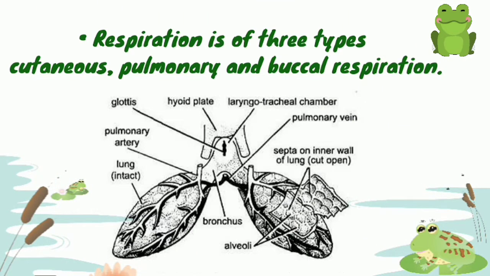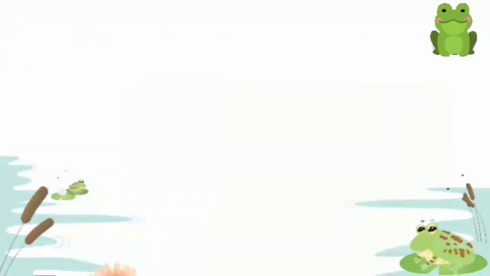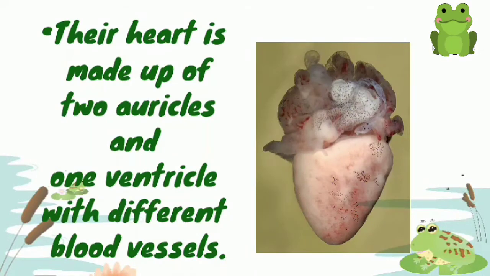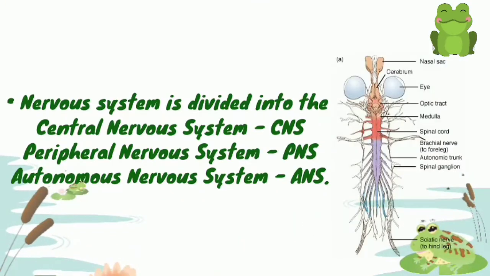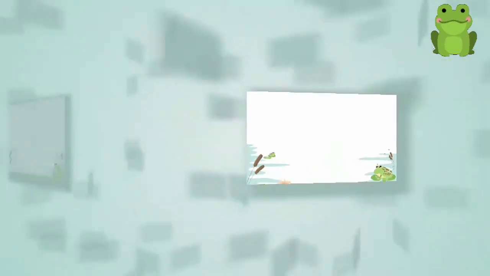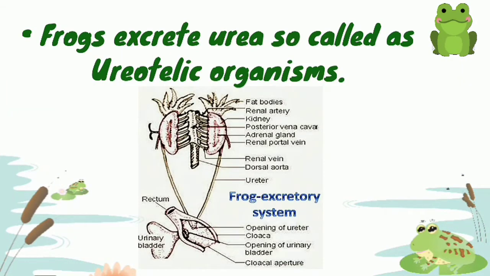Respiration is of three types: cutaneous, pulmonary, and buccal respiration. Their heart is made up of two auricles and one ventricle with different blood vessels. Nervous system is divided into the central nervous system, CNS, peripheral nervous system, PNS, and autonomous nervous system, ANS. Frogs excrete urea, so they are called ureotelic organisms.